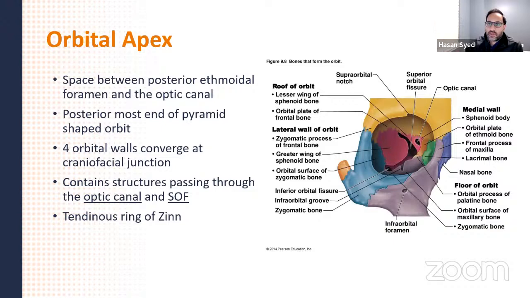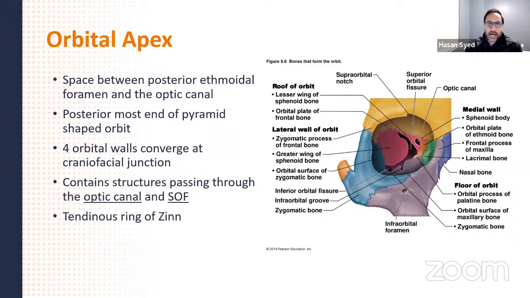But as neurosurgeons, we really focus on the orbital apex. And as was described, this is a space between the posterior ethmoidal foramen and the optic canal. We really look at it from a cone or a pyramid perspective, and the posterior most end of the pyramid essentially shapes the orbit. There are 4 bones that converge at the craniofacial junction. This area essentially contains structures passing through the optic canal and the superior orbital fissure, like you can see in the image.